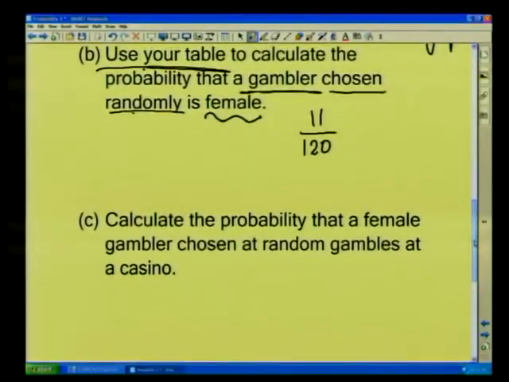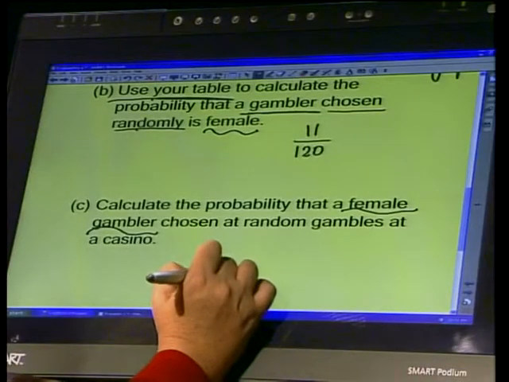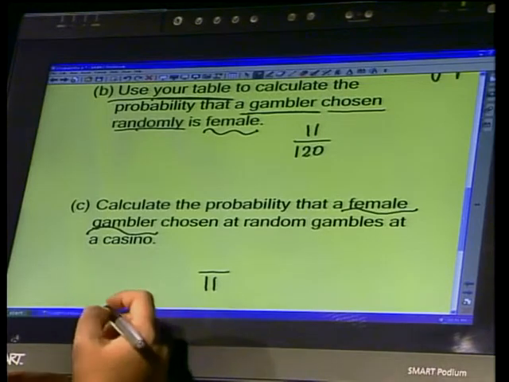It says, calculate the probability that a female gambler, chosen at random, gambles at a casino. Now, this is where they start to try and catch you out. They are talking about only the female gamblers. How many female gamblers did we have? We only had 11. So our denominator has to be 11 because the total number of females is 11.